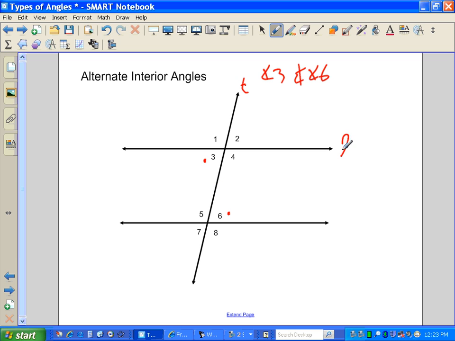Okay? If L is parallel to M, then angle 3 is congruent to angle 6. So my alternate interior angles are congruent. Angle 3 is congruent to angle 6. Angle 4 is congruent to angle 5 in this case.